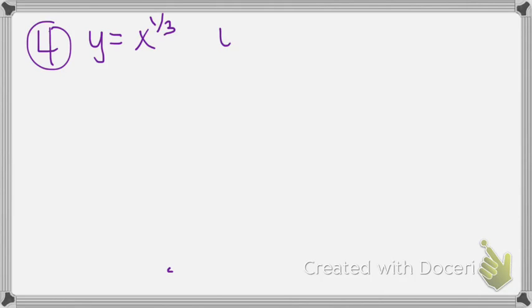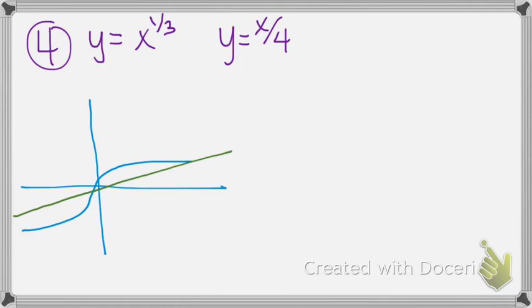Okay, we're going to try another one. I think this would be our fourth example. And we're going to let y equal x to the 1/3 and y equals x over 4. And I just graphed it in the calculator. The blue is x to the 1/3 and the green is x over 4. I'm going to go ahead and find the intersection points.